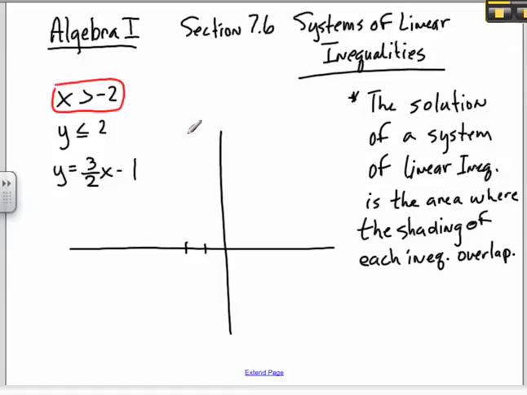All right, and since x is greater than -2, this is a dotted line. And that means I'm going to shade to this side. Now you may be saying, hey Mr. C, why aren't you shading the whole thing? Well, all I really want to shade is just the overlapping area. And that little bit of shading helps me remember which side I'm shading on.